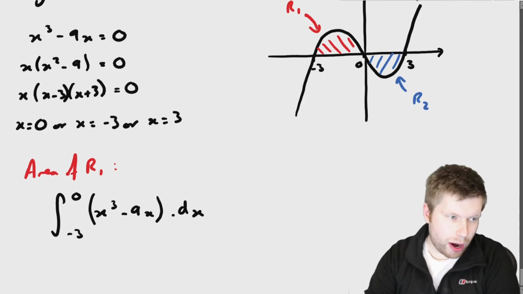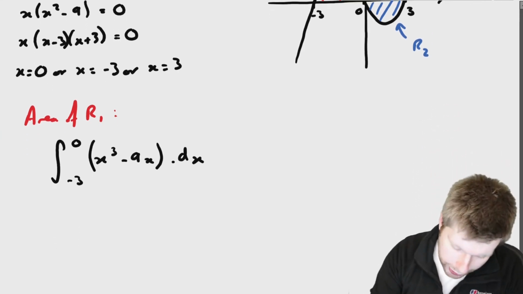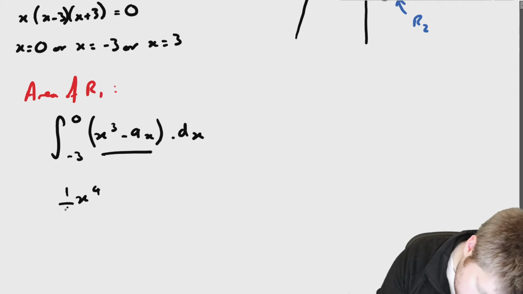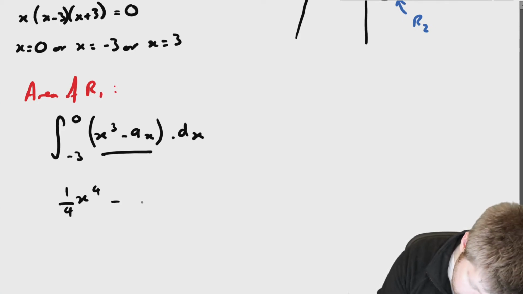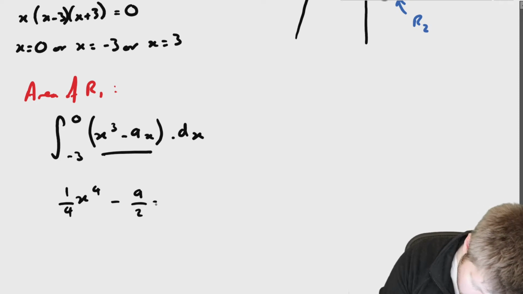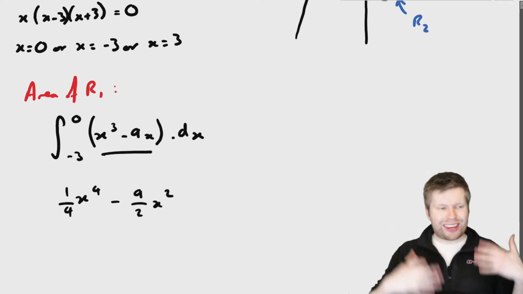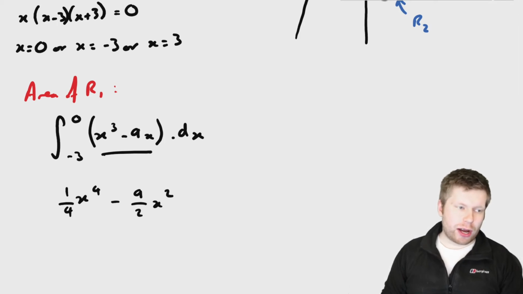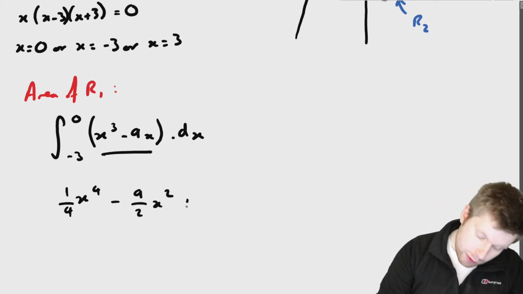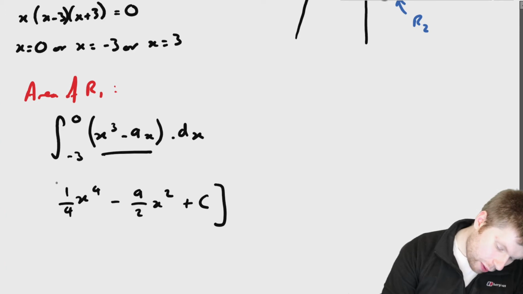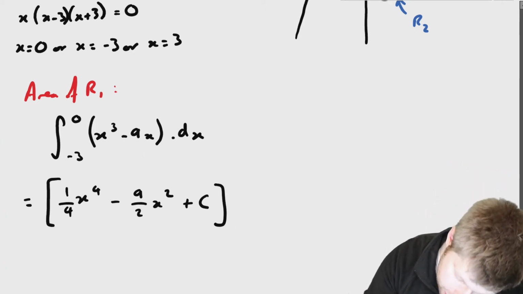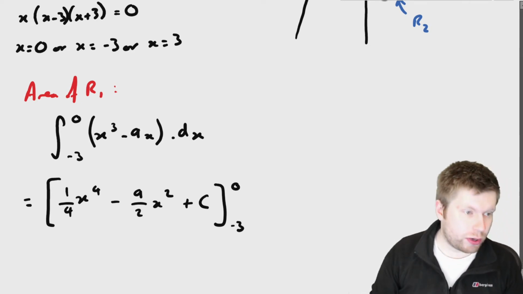Okay, so let's actually figure out what this is equal to. Well, let's first of all integrate this function. So I get x to the power 4, and I divide by that power, so a quarter x to the power 4. And then I integrate the x, which is x squared, and I divide by that power to get negative 9 over 2 x squared. In this case, I'm going to put the plus c in just for practice. However, it isn't an indefinite integral, so it doesn't matter about putting the plus c in this case. So I just make sure that I put my limits in as negative 3 and 0.